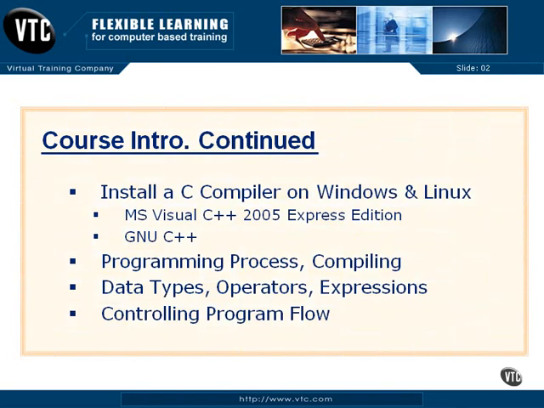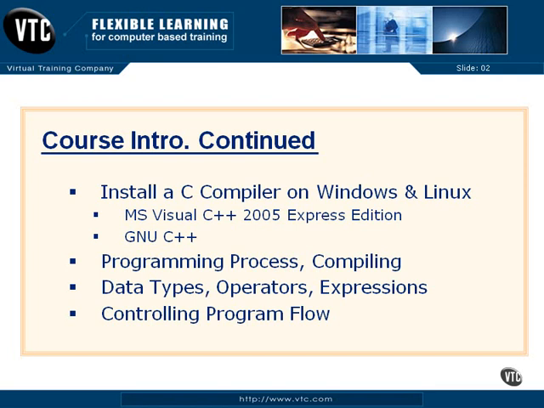We will install a C compiler on a Windows platform and a Linux platform. We will be using Microsoft's Visual C++ 2005 Express Edition, and even though it's created for C++, it will compile our C code and our samples just fine. Same thing with the GNU, GNU's Not Unix, C++ compiler. We'll make sure that you have it installed properly and updated with the right libraries so you can use it on your Linux system.